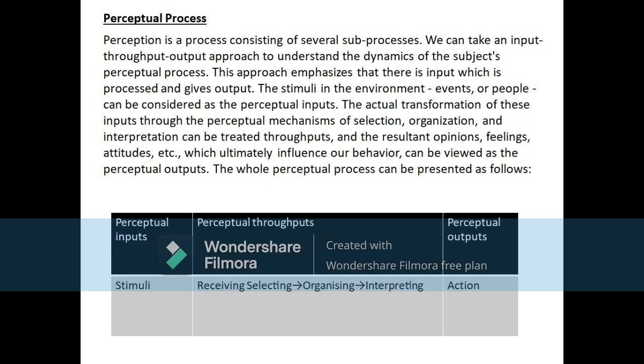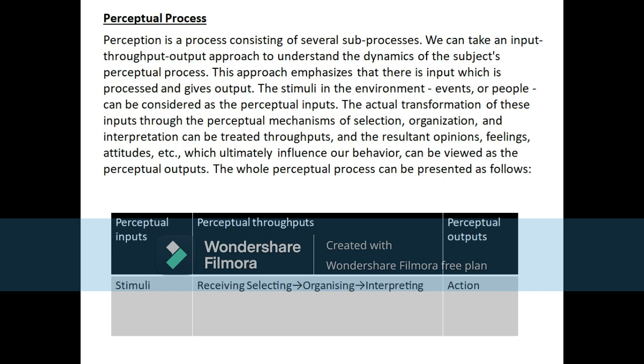So here, this approach emphasizes that there is input, throughput and output. These are the three segments that can be seen in the perceptual process: the actual transformation of the inputs, inputs through throughputs, and throughputs through outputs. Now we are going to see what the inputs are, what the throughputs are, and finally what the output is.